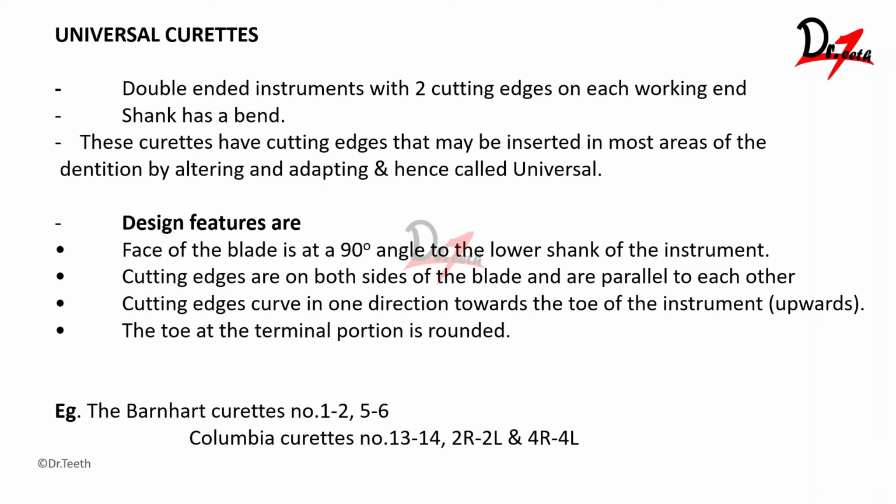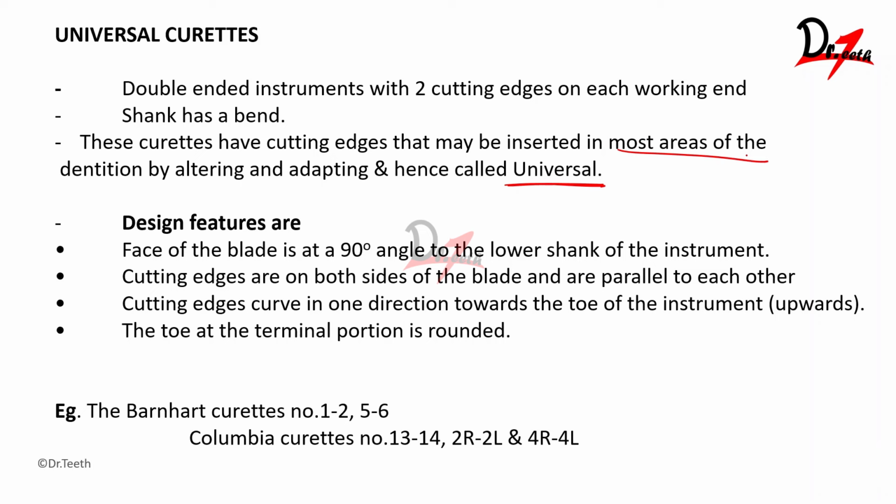Universal curettes are double-ended instruments with two cutting edges on each working end, and the shank has a bend. These curettes have cutting edges that may be inserted in most of the areas of the dentition by altering and adapting, and hence it's called universal. So it can be used in most of the areas of the dentition.